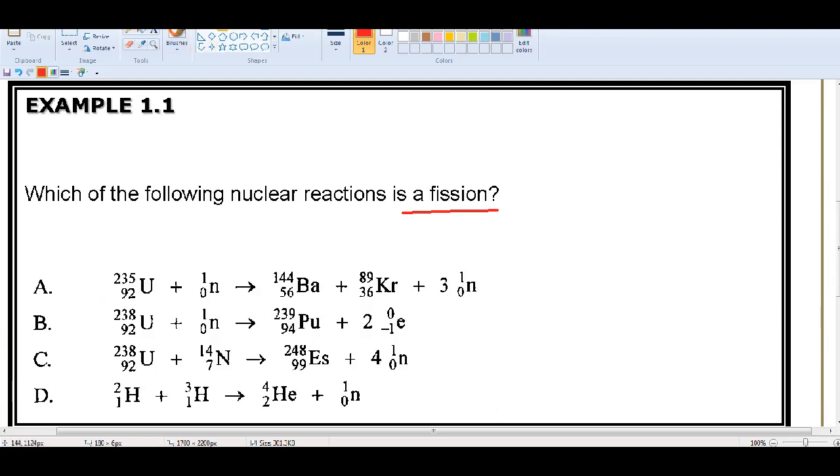Okay, if you can see it, only A satisfies the conditions. B is a uranium and also a neutron, but you see that they form plutonium, which is an even bigger nucleus, so it's not a fission. For C, first of all, you don't see a neutron. Secondly, on the right hand side, there's only one even bigger nucleus. For D, there are two rather smaller nuclei for a bigger nucleus, so all these are not qualified as a fission.